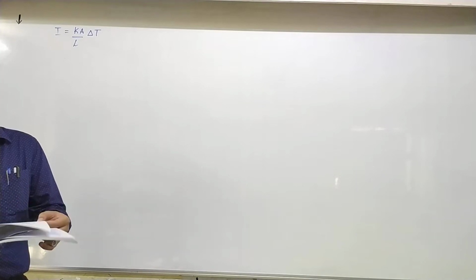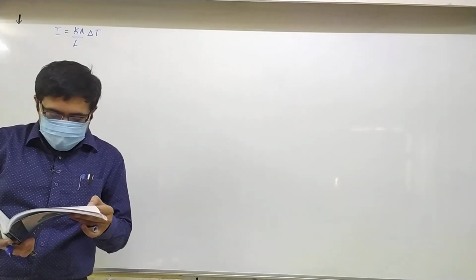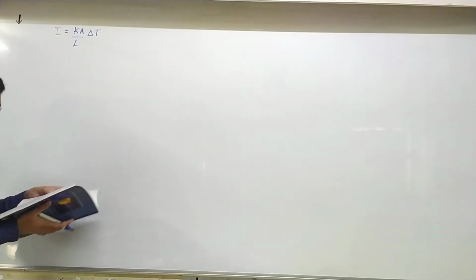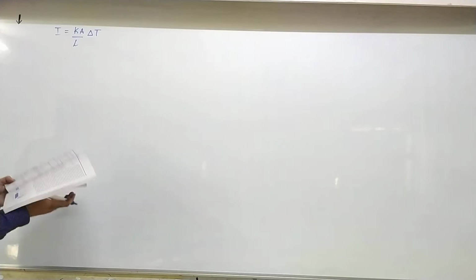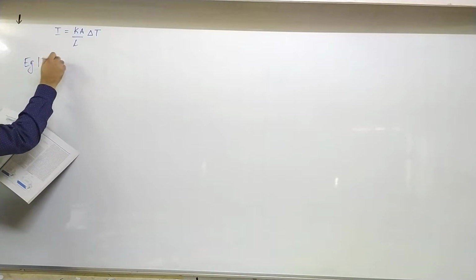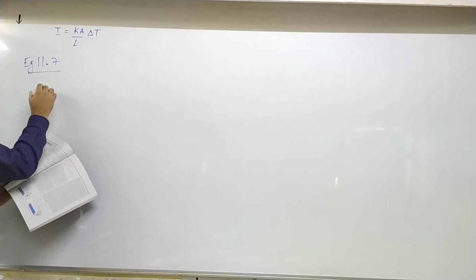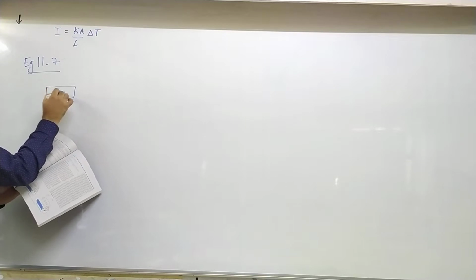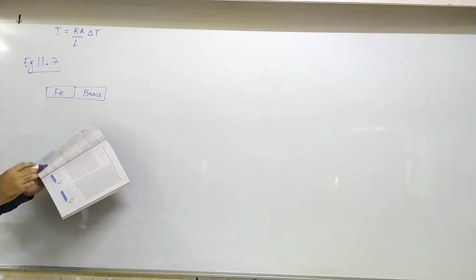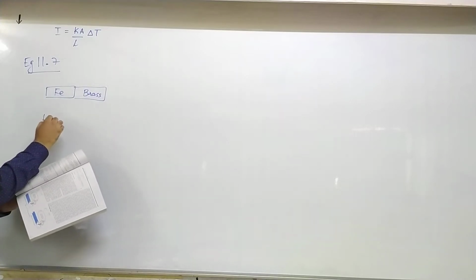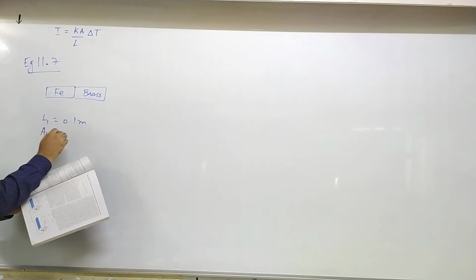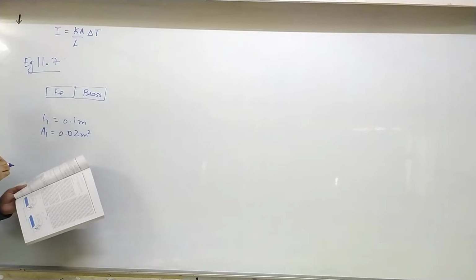Now, the first example that we are going to solve related to this is number 7, example 11.7. An iron bar of some length, and let's say this is brass. So L1, that is the length of the iron bar, is 0.1 meter. A1, that is the area of the iron bar, is 0.02 meter square. That is the cross sectional area.